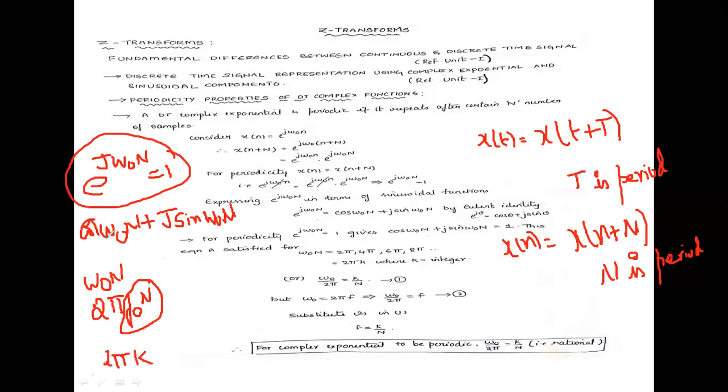2 pi k, cos 2 pi k plus j sine 2 pi k. What is cos 2 pi? It is 1. And what is sine 2 pi? It is 0. So e power j omega naught N, where capital N is an integer, is always 1.